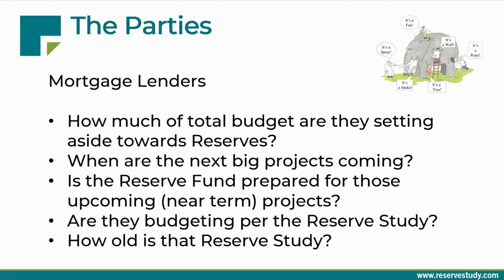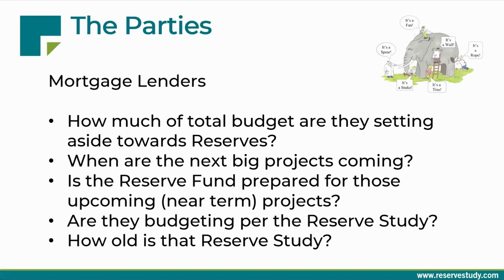The mortgage lenders, I'm separating this from the lenders that are lending to an association for an association's common area project, although there are some similarities. But primarily for the mortgage lenders, they're asking, and they have a simple time-tested metric, how much of total budget is the association setting aside towards reserves? And for many years, that's been 10%. They want to see at least 10% going towards reserves. I'll speak more on that in just a little bit.